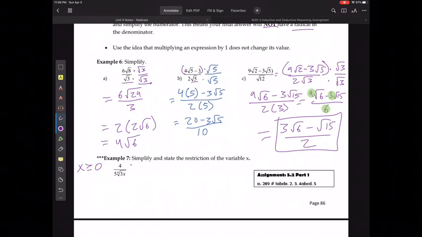So I'm going to multiply on the top the fourth root of 3x times the fourth root of 3x times the fourth root of 3x. Do the same thing on the bottom. And that's going to cancel out the radical on the bottom. On the top, I'm going to have the fourth root of 27x to the power of 3. And on the bottom, I'm going to have 15x.